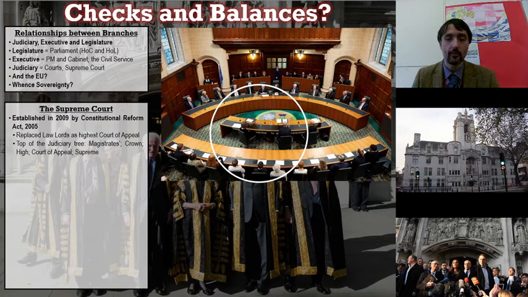As part of the then New Labour government's attempt to extricate and to fix the UK Constitution, they separated out the judiciary into the Supreme Court. And that was set up in 2009, just before the coalition government came to power.